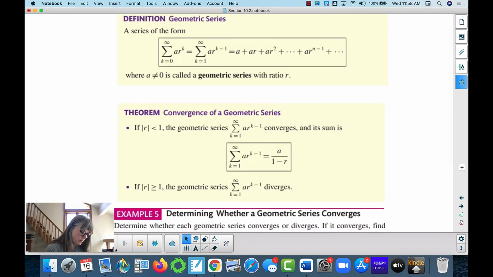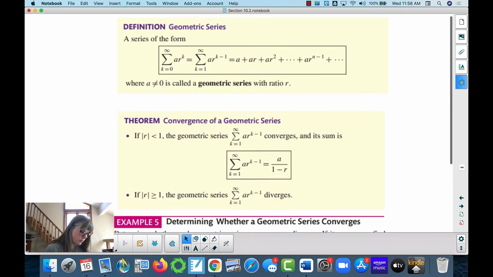We have what's called a geometric series. A geometric series is one where you have some number times a ratio r, and that's going to be to the k minus 1 power. So that gives us a first term, and then we keep multiplying that first term by multiples of r.